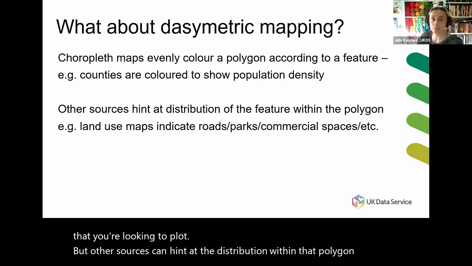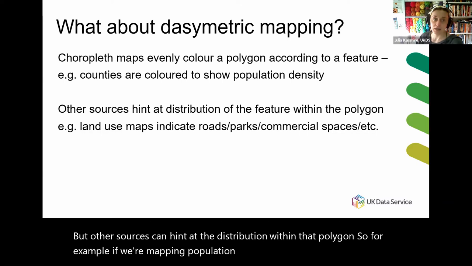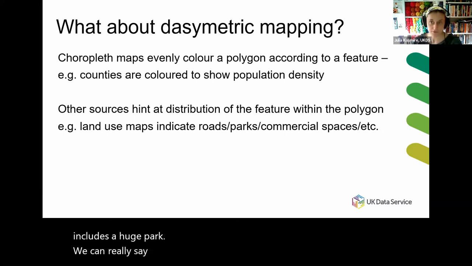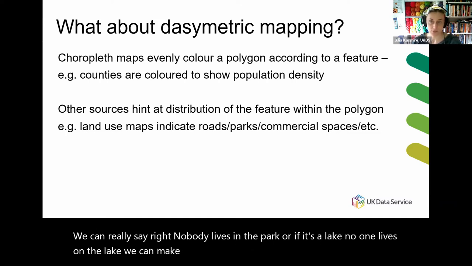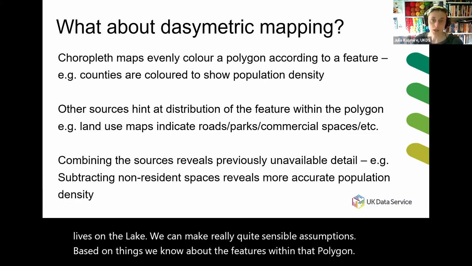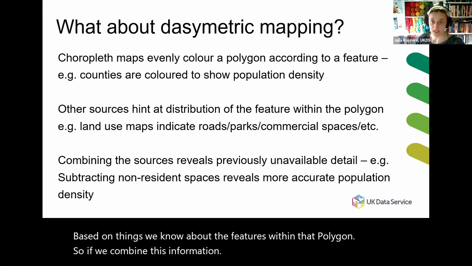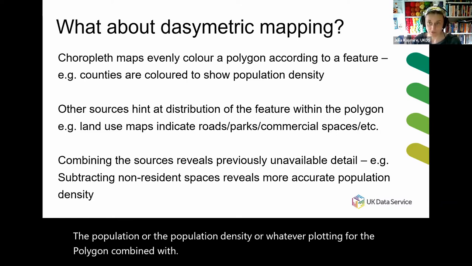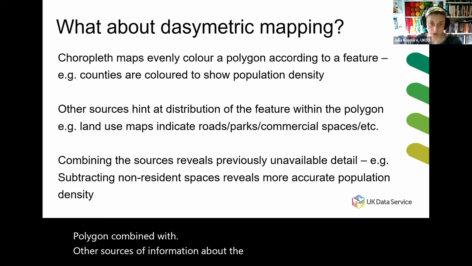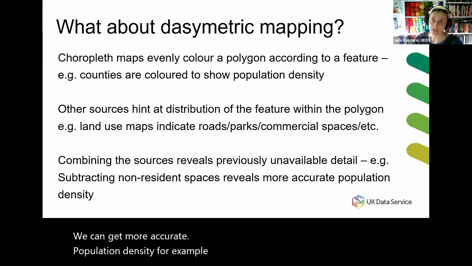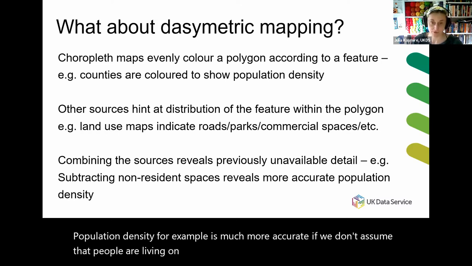So, for example, if we're mapping population density for a polygon that we know includes a huge park, we can really say, right, nobody lives in the park. Or if it's a lake, no one lives on the lake. We can make really quite sensible assumptions based on things we know about the features within that polygon. So if we combine the population or population density, or whatever we're plotting for the polygon, with other sources of information about the spatial distribution within that polygon, we can get more accurate. Population density, for example, is much more accurate if we don't assume that people are living on the top of a lake or in the middle of a park.